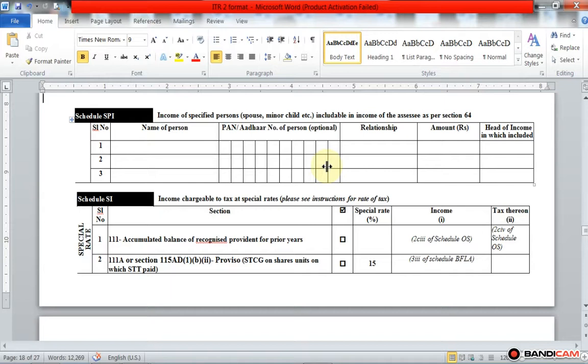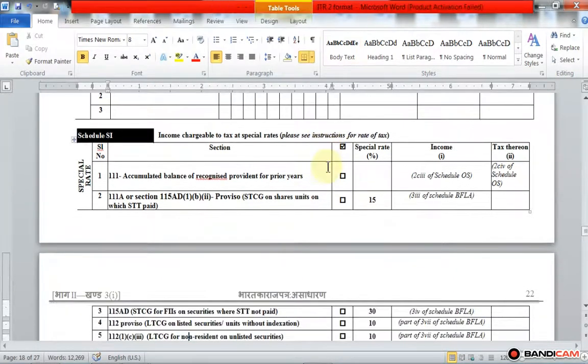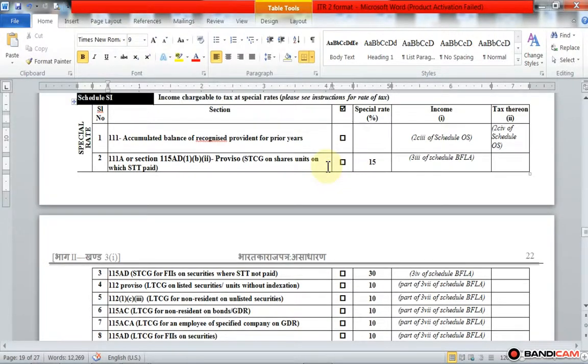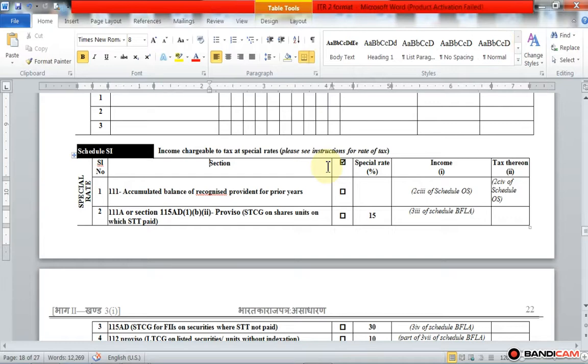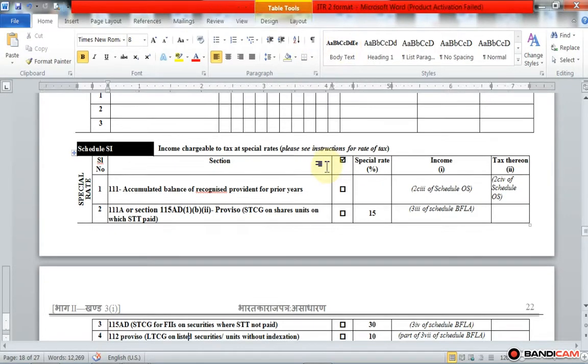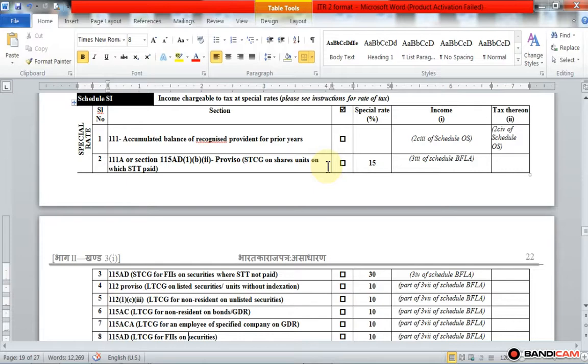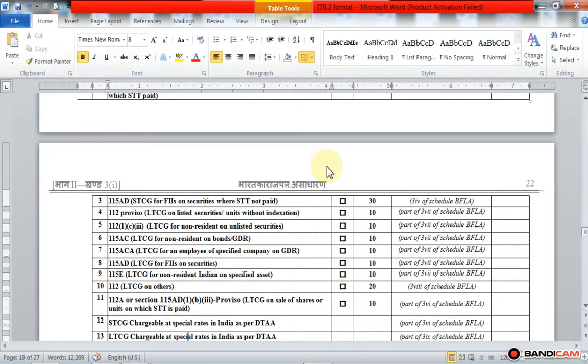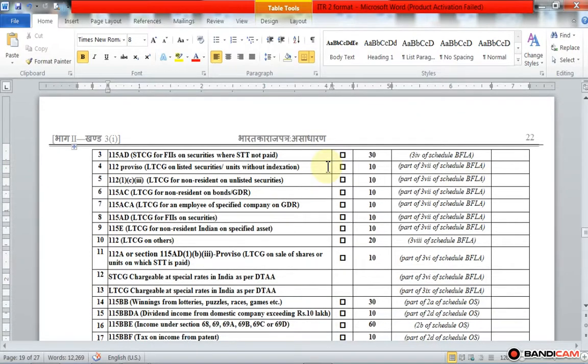Then schedule SI means income chargeable to tax at special rates. So the income chargeable to tax at special rate is given here: serial number, section, special rate percentage, income, tax on income. So here the information is given, and a chart is given. In the chart, the information is provided, such as the accumulated balance of recognized provident fund for prior years, then the special tax rate is given. So here we need not read all the columns.